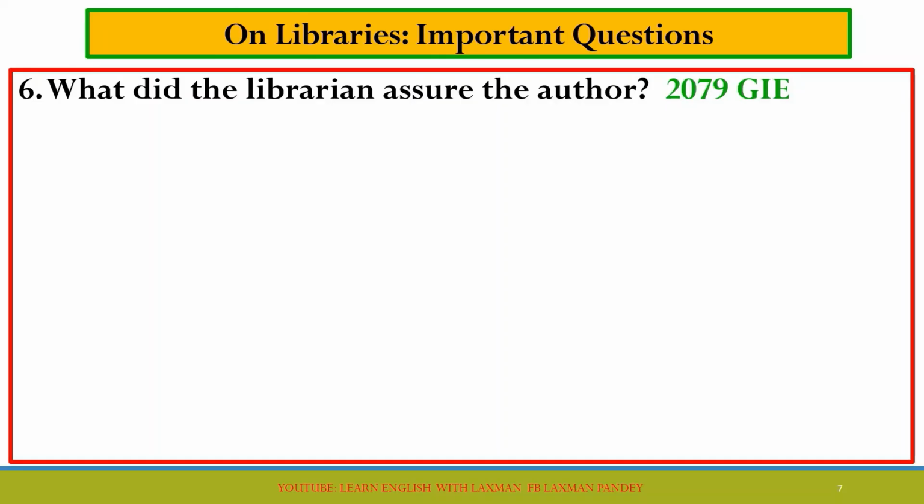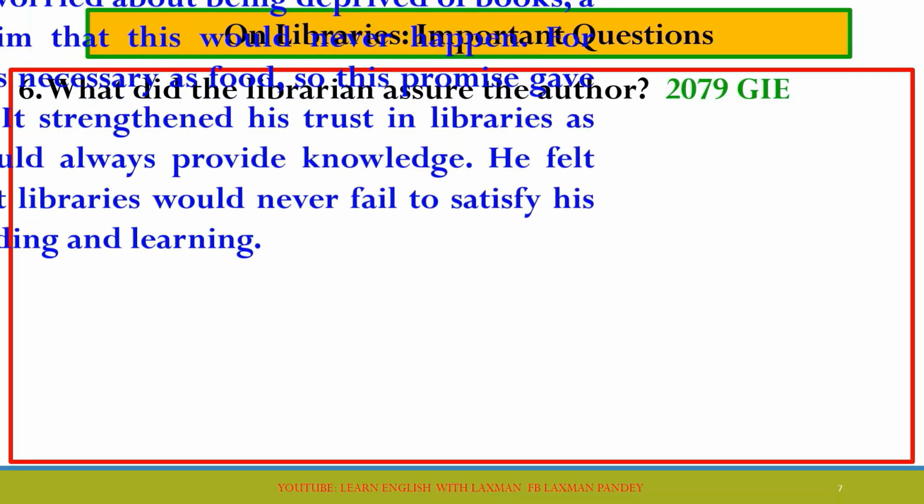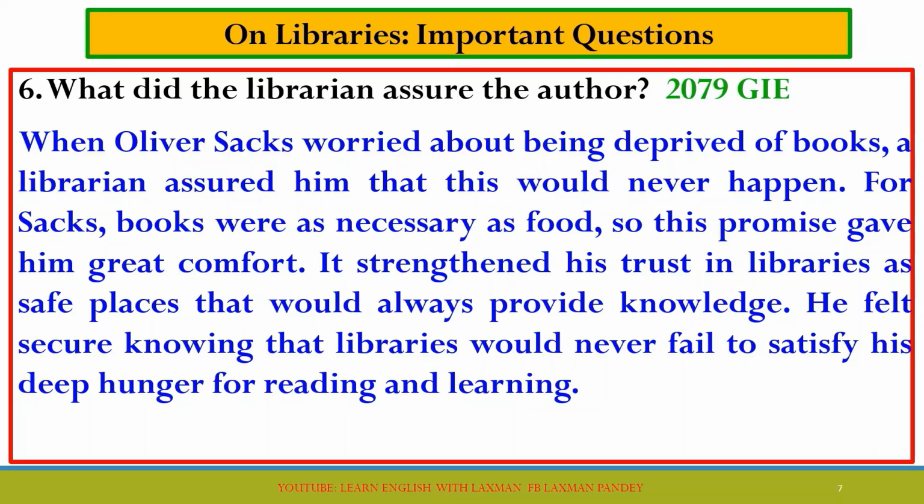What did the librarian assure the author? When Oliver Sacks worried about being deprived of books, a librarian assured him that this would never happen. For Sacks, books were as necessary as food, so this promise gave him great comfort.